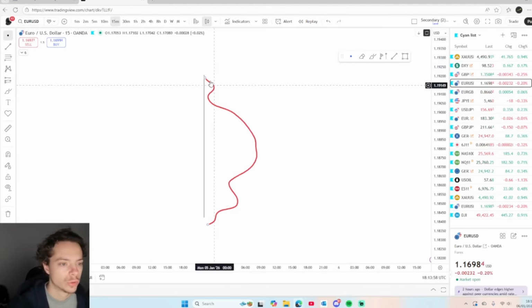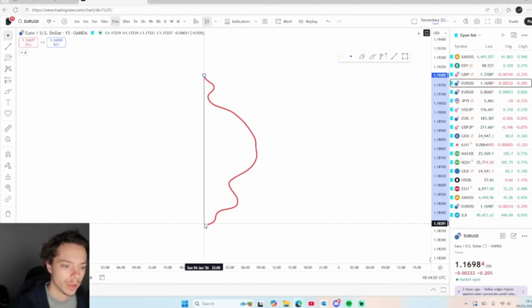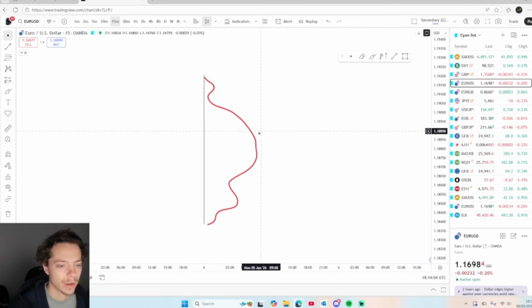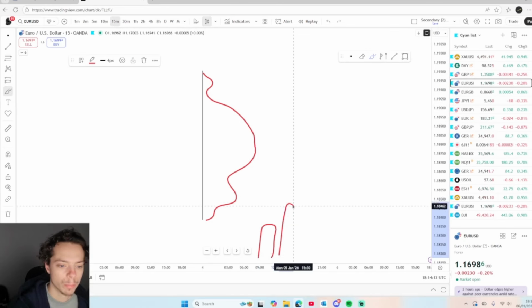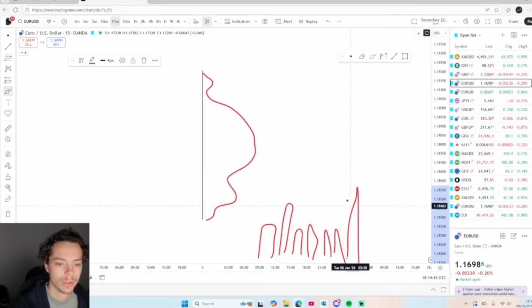So first of all, when you draw the fixed range volume profile on your chart, you're obviously going to get this line here, and then you're going to get a curve. Now this curve indicates the volume. So you may have seen the volume at the bottom, where we get these bars that tell us how much volume has been expended at each level.